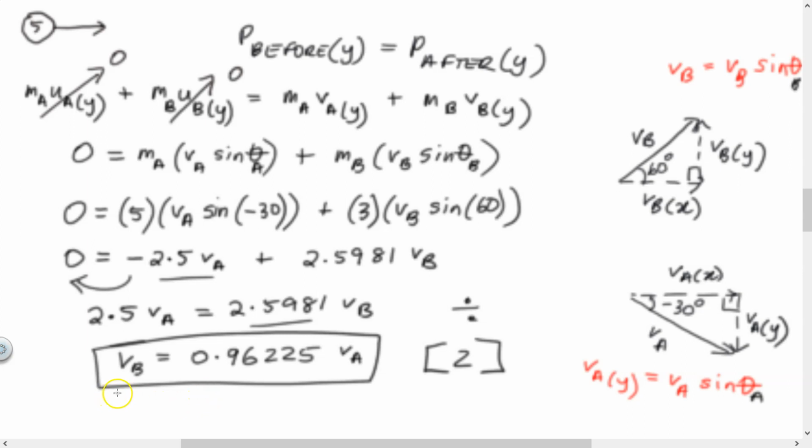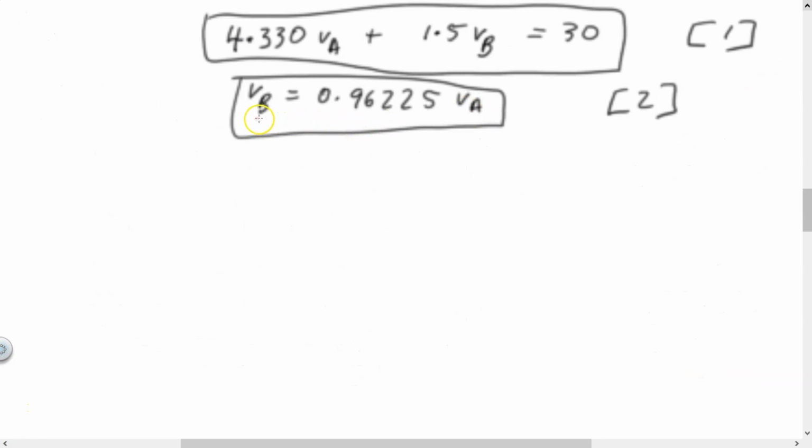I'm going to substitute this into the first equation. So firstly, I'm going to substitute this value for VB into this equation, and then I can rearrange and solve for the final velocity of A. And then once I have the final velocity of A, I'm going to substitute that back into this equation to find VB. So as I said, I'm going to substitute 2 into 1.